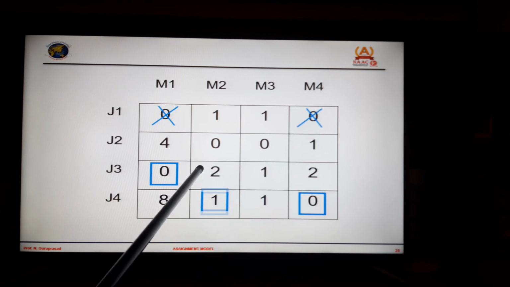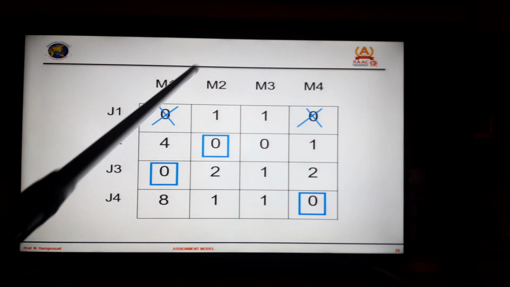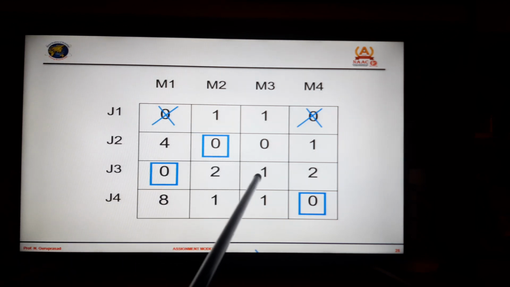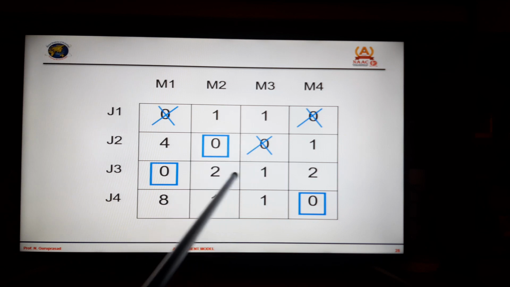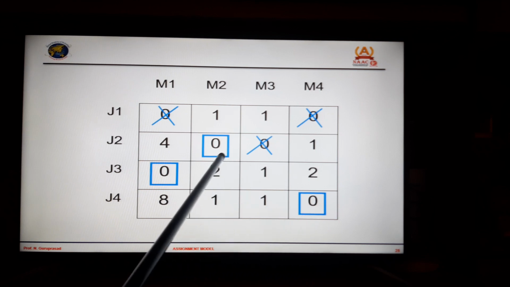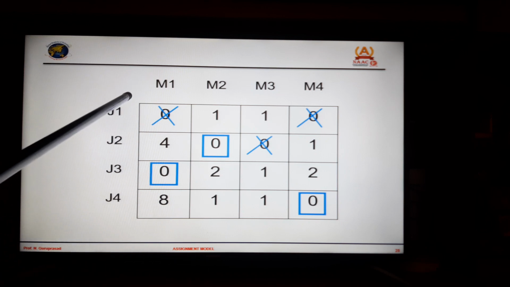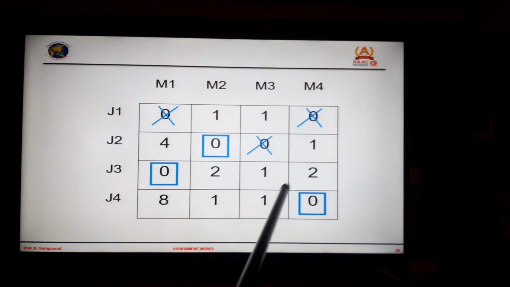Then I will go to this particular box because I am going column-wise, and then I will cross this particular zero. I have taken care of all the zeros, but again the number of assignments made is only 3. 1, 2, 3, and hence this is not an optimal solution, so I have to proceed towards optimality. Now what I do is I check for a row where an assignment is not made. Which row has no assignment made? The first row. So I will do once again my ticking business.